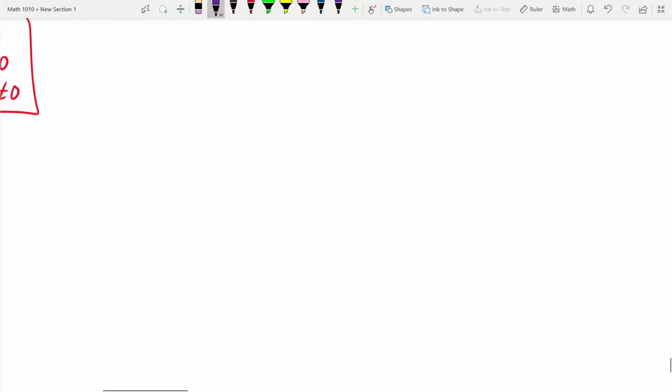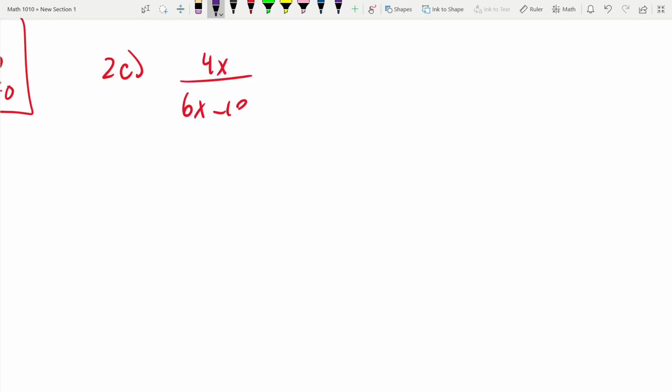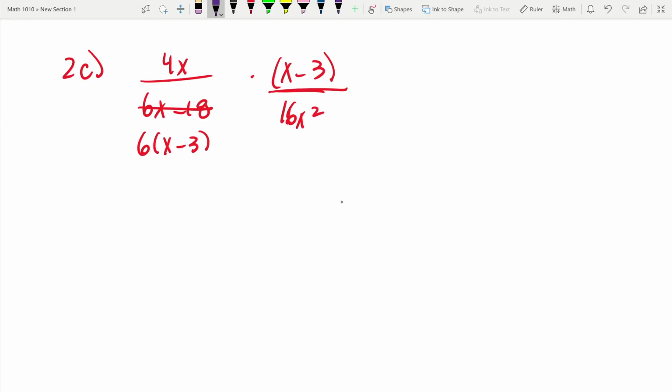Okay, here's question 2C. So here's your problem. First step, factor. 4x does not factor. This guy right here, I can take out a 6, and I'm left with x minus 3. So I'm replacing that. X minus 3 won't factor. 16x squared won't factor. So it's all factored. Now I'm going to list restrictions.